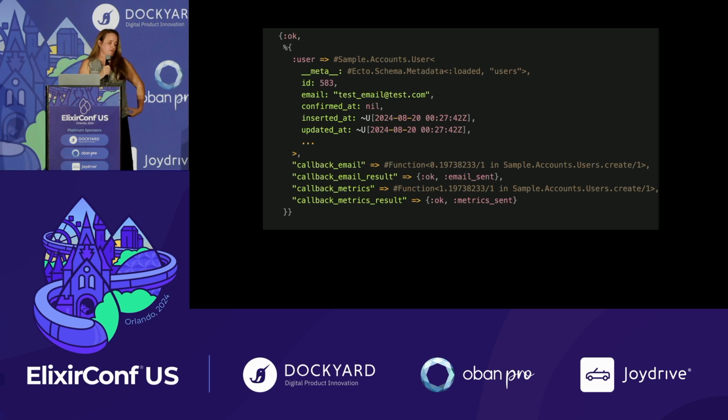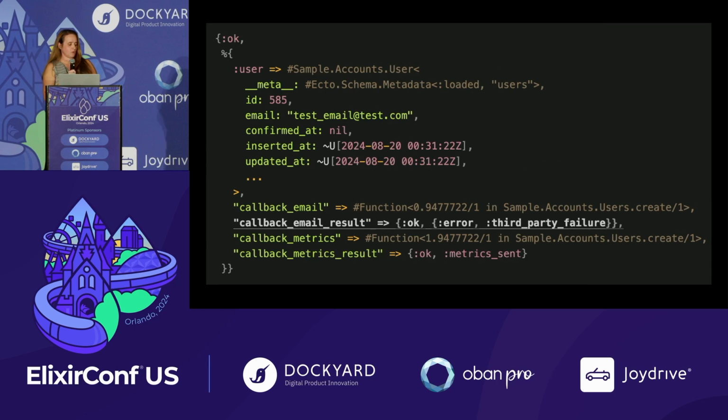So the result from this transaction will be a user with the callback email along with its result, and the callback metrics along with this result. This is great. We just moved a bunch of boilerplate in. We have a way of having callbacks to execute when you're successful. But there is a problem with this, and that is what happens if your callback email result happened to fail. Let's imagine you get a third-party failure for some reason. Well, we didn't fire, we need that to work eventually.